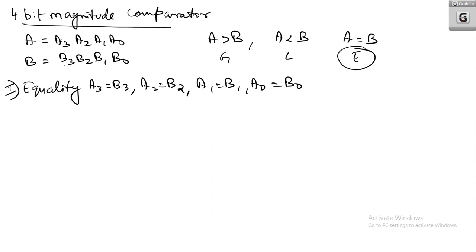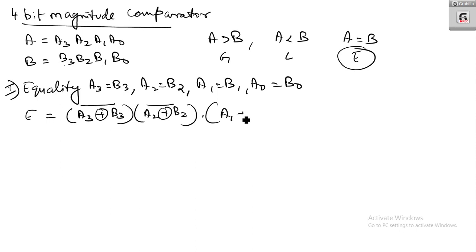So how do you write the expression for that? You will get E is equal to A3 XNOR B3 and A2 XNOR B2 and A1 XNOR B1 and A0 XNOR B0. So from there we can check the equality.